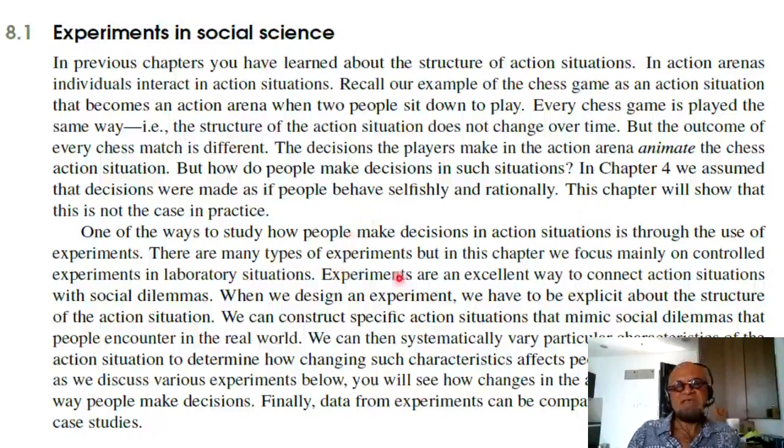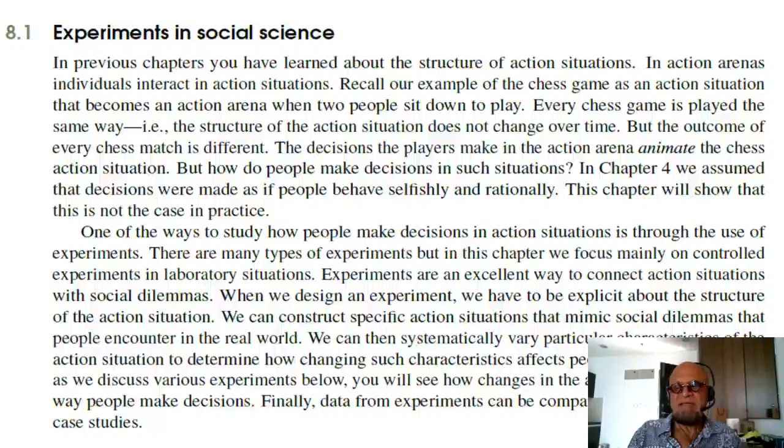One of the ways to study how people make decisions in action situations is through the use of experiments. There are many types of experiments, but in this chapter we focus mainly on controlled experiments in laboratory situations. Experiments are an excellent way to connect action situations with social dilemmas. When we design an experiment, we have to be explicit about the structure of the action situation. We can construct specific action situations that mimic social dilemmas that people encounter in the real world.